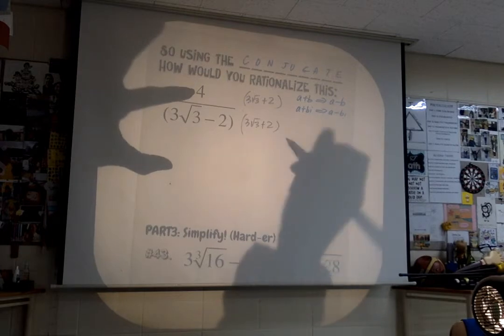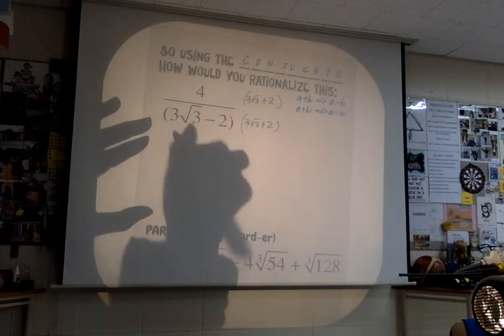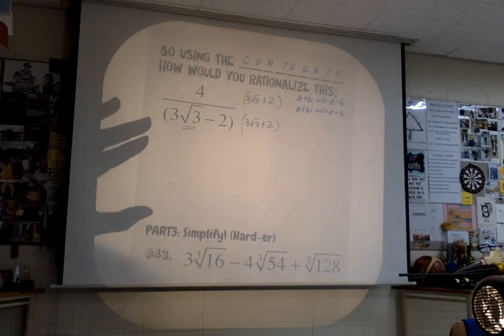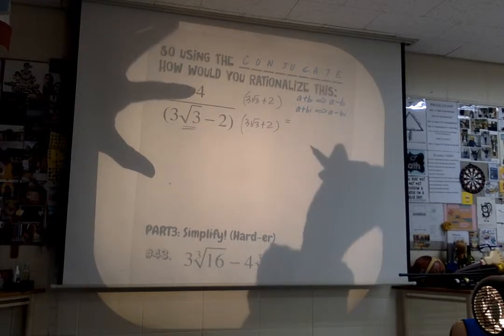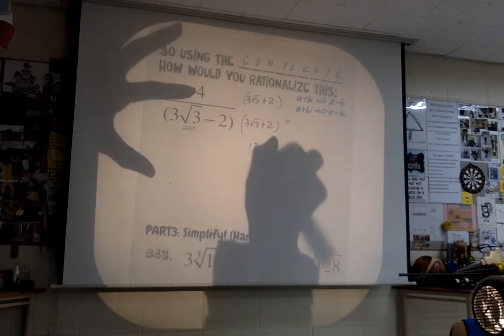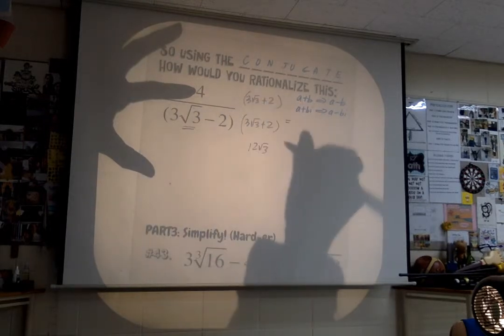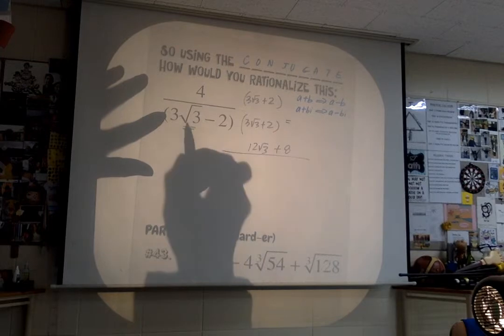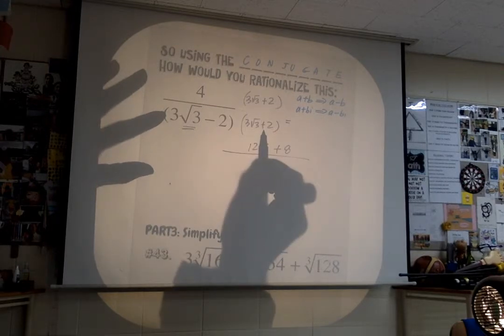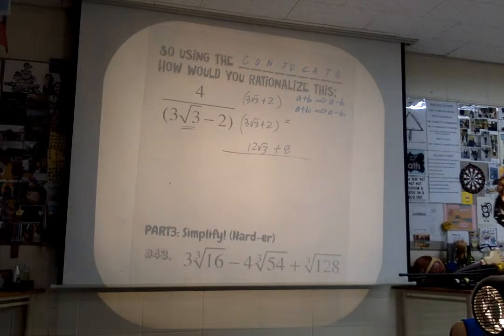So you guys, let's multiply this out. Remember, our goal is to get rid of this radical here. We don't want this radical. And that's how we're going to actually rationalize. So let's multiply this out. You get 4 times 3 root 3, which is 12 root 3, plus 4 times 2, which is 8. Denominator now: 3 root 3 plus 2 times 3 root 3 minus 2, isn't this a plus b times a minus b, which is a squared minus b squared? Okay, so let's try this.